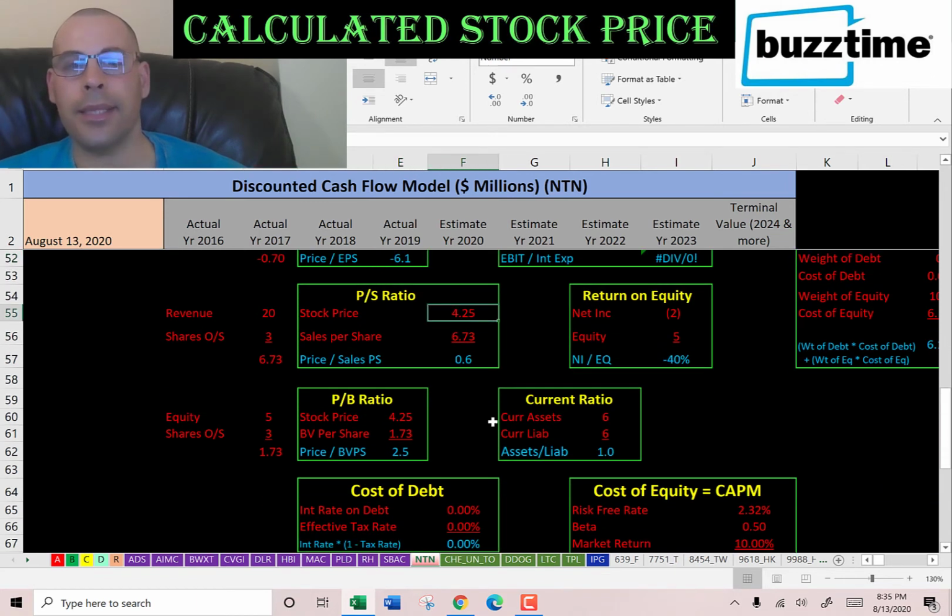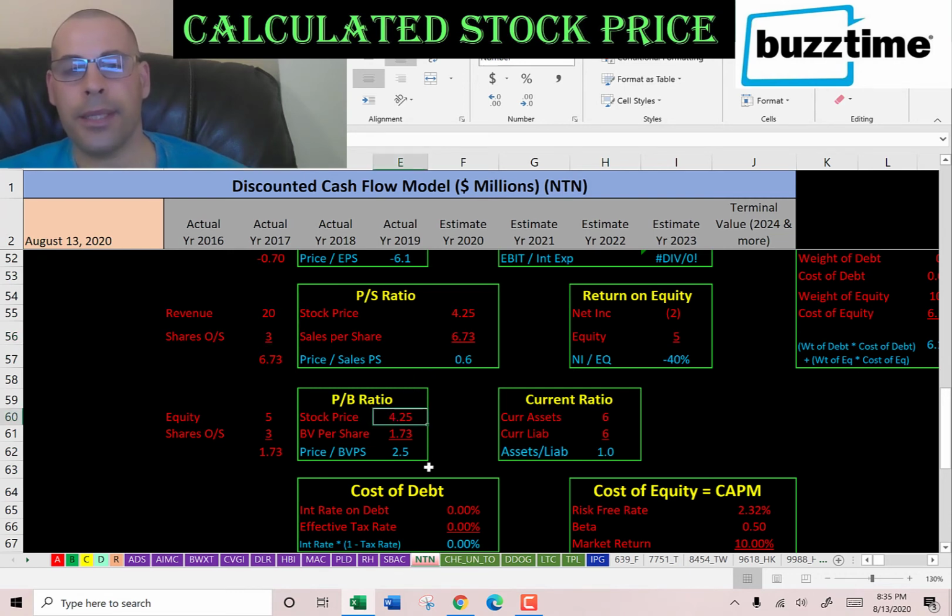Price to sales is stock price over sales per share. To get sales per share, that's revenue over shares outstanding. And I like to see below 2.5, they're at 0.6. So investors are willing to pay 60 cents for $1 of sales. A price to sales below 1 is considered a great ratio.